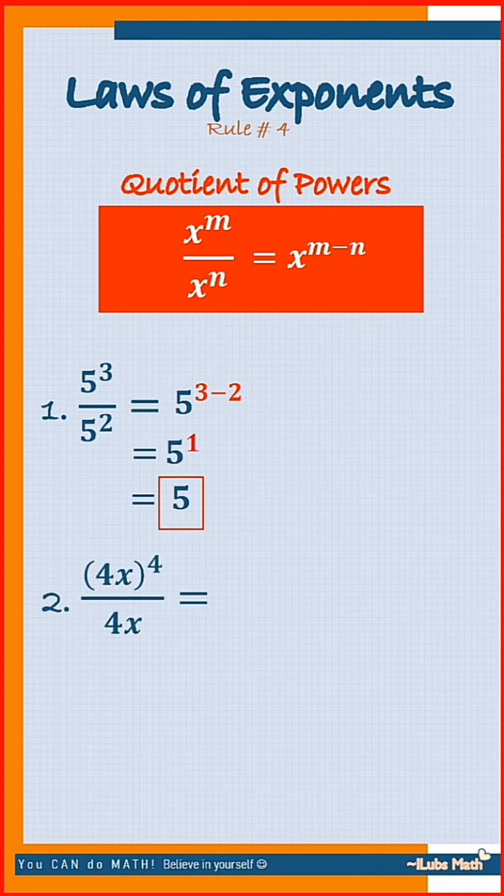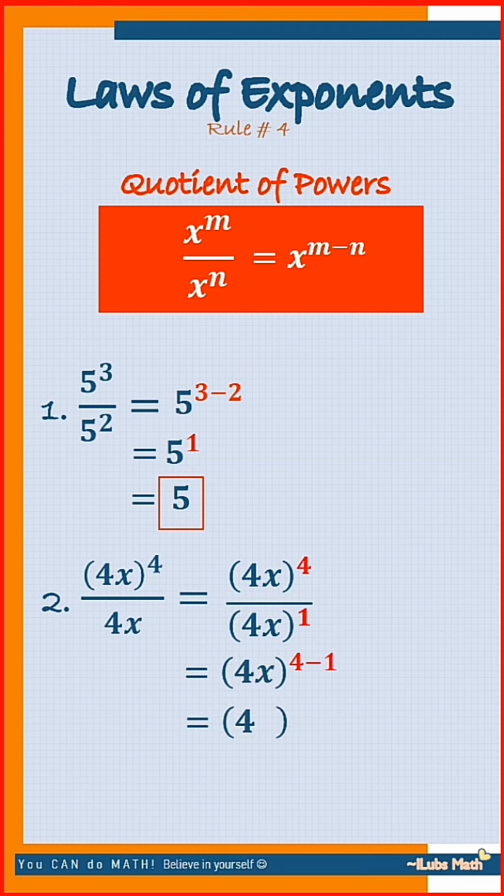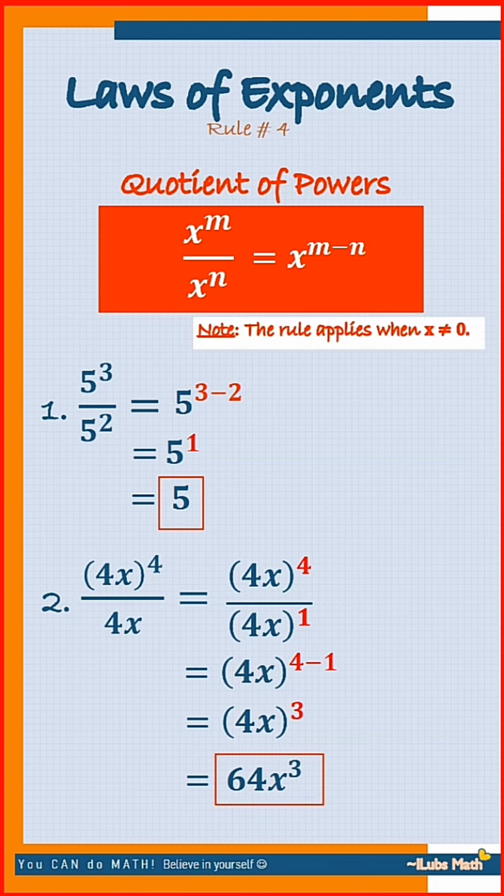And if we have 4x raised to the power 4 divided by 4x, well, this will just be 4x to the power of 4 minus 1, so we got 4x to the power of 3, and this will just be 64x cubed. But we know that the rule applies when x or the base is not equal to 0.